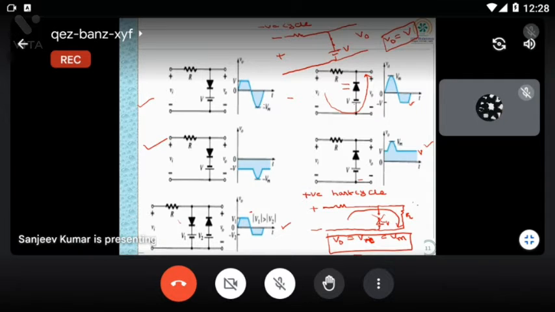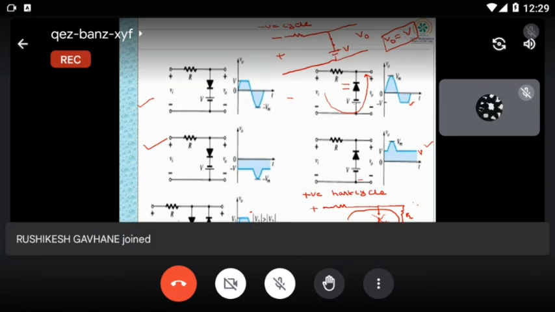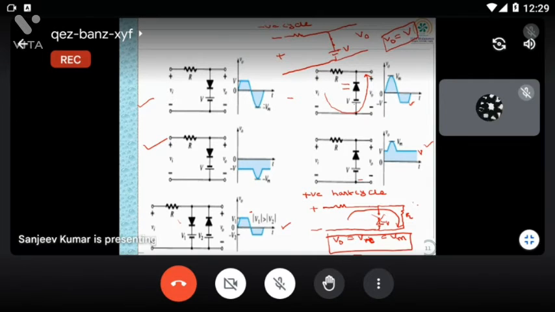Clear? So for the positive half cycle, you are getting Vm. For the negative half cycle, you are getting V. For each circuit, you do a similar process. For the positive half cycle, what is happening? For the negative cycle, what is happening? Accordingly, you can apply KVL and you can see the output. Okay, any additional clarification required? Please tell me.